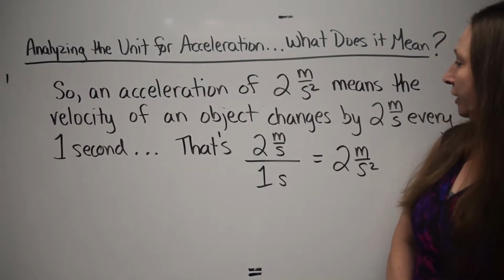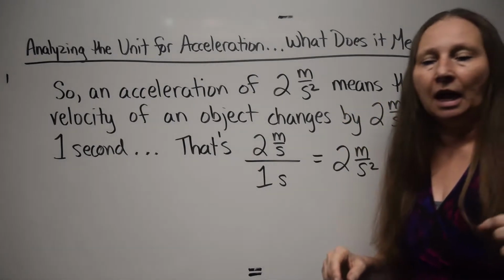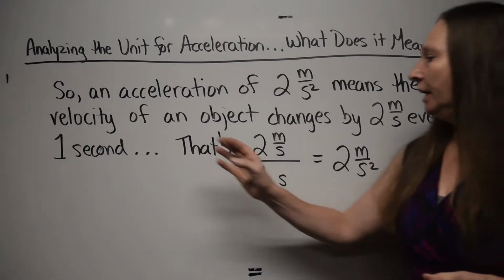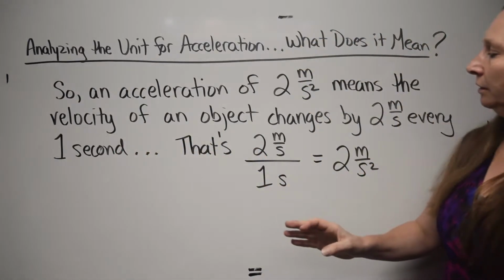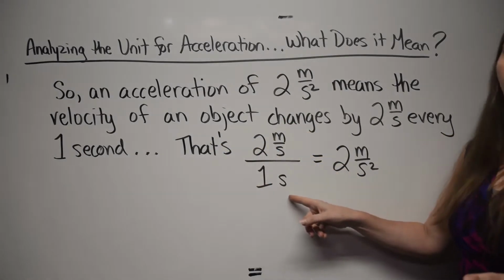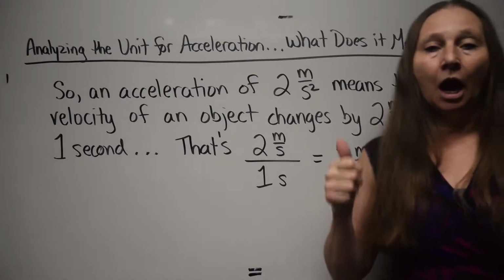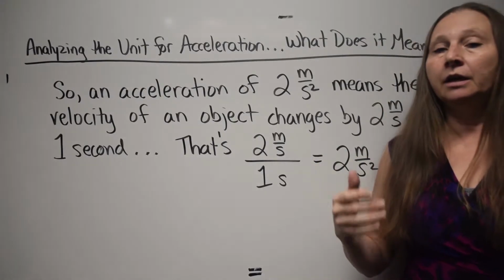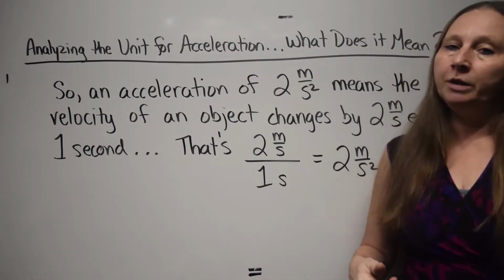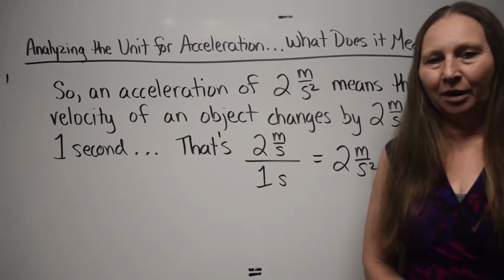So an acceleration of 2 meters per second squared means the velocity of an object is changing by 2 meters per second every 1 second. That's 2 meters per second per each 1 second, which is 2 meters per second squared. Now, it might be going up 2 meters per second every second, or the velocity might be going down 2 meters per second every second. We'll get into that in other problems.